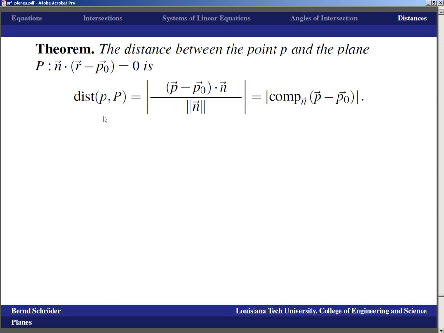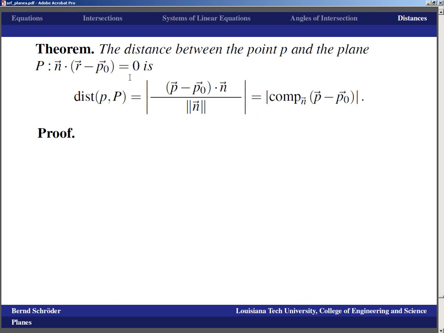So I claim that the distance from the point P to the plane capital P is the absolute value of (P minus P0) dot the normal vector of the plane, divided by the length of the normal vector, which is just the component of the distance P minus P0 in the direction of the normal vector n.